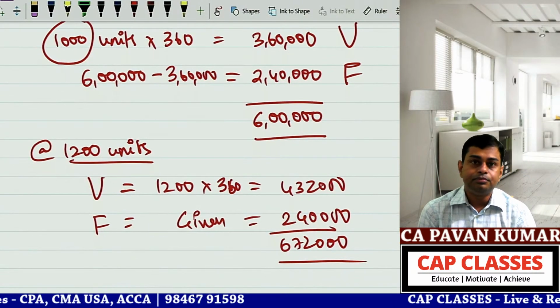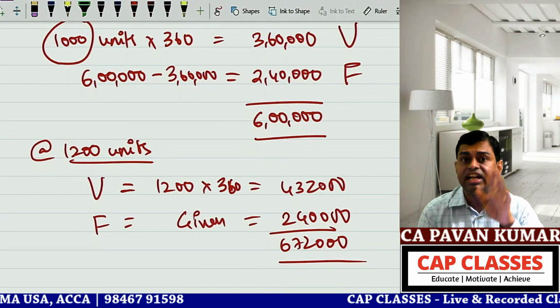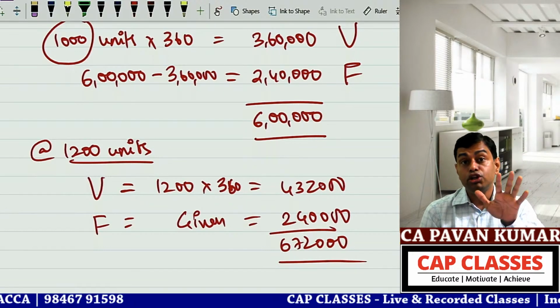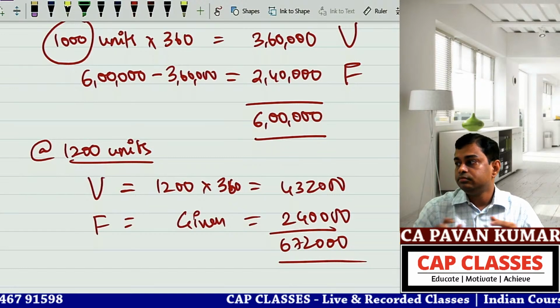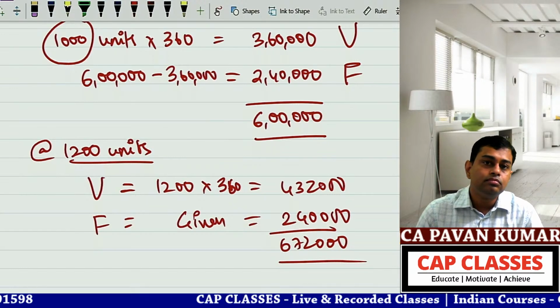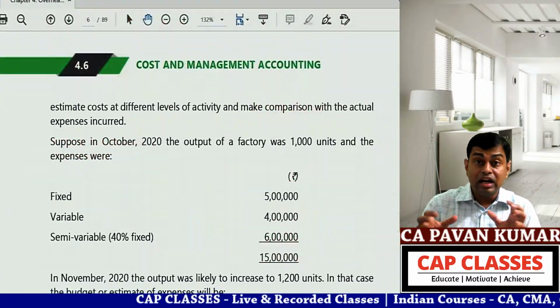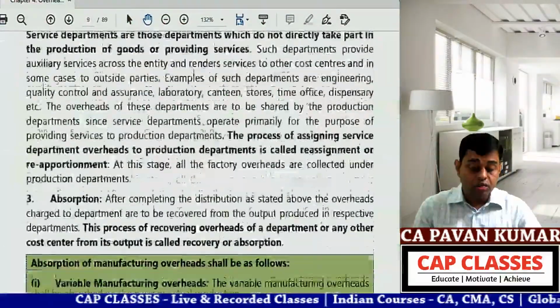Isn't it easy? You will use this extensively in the budgeting chapter. There is one chapter at the end of the syllabus, budgeting. You will use this extensively there. You understand? That's it. Is this clear? So now shall we go to redistribution of overheads? Very important.